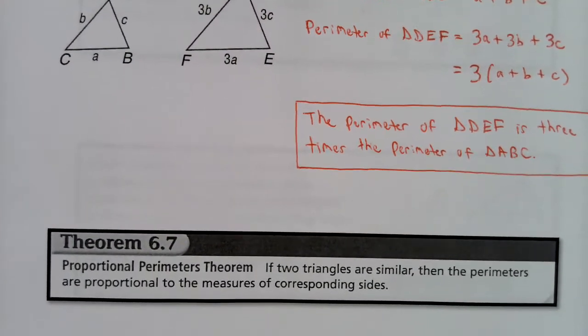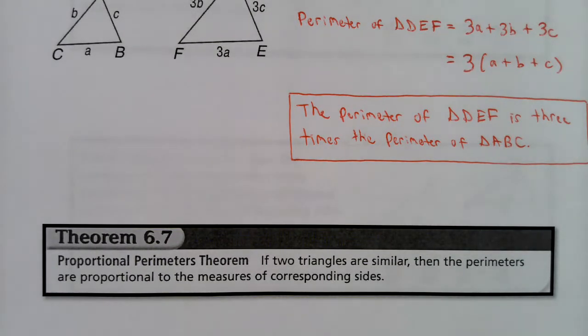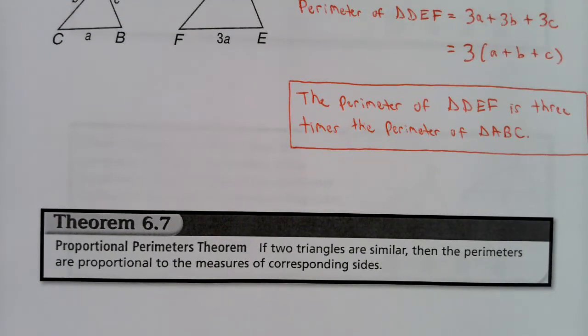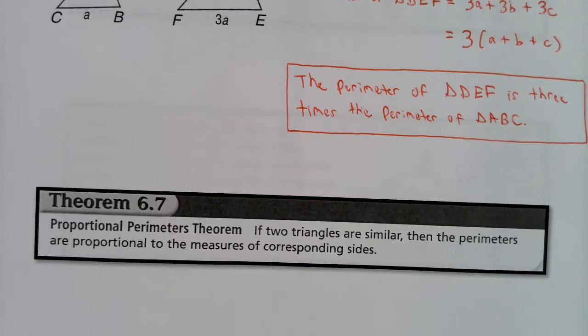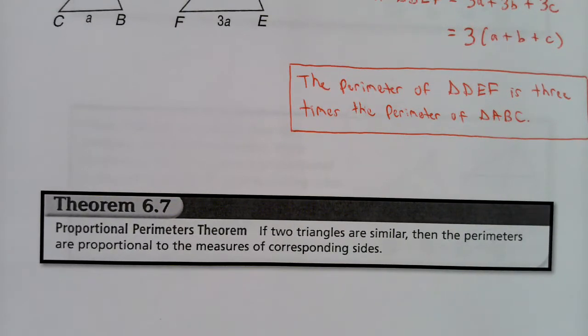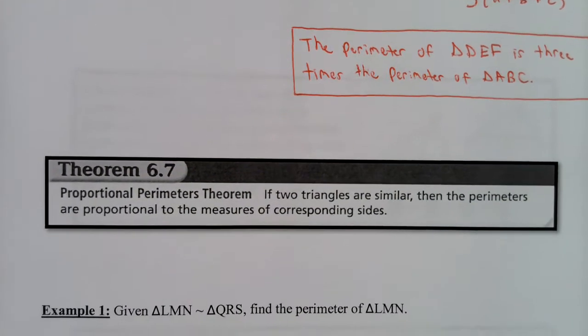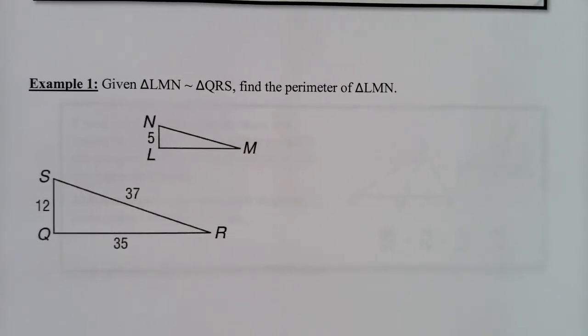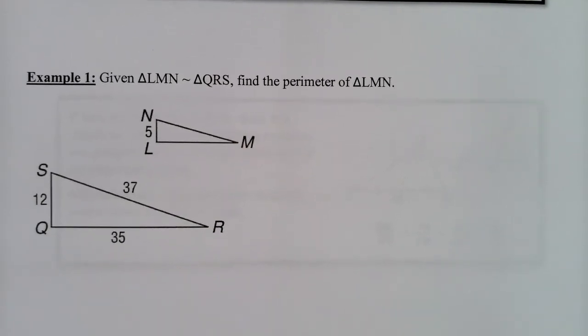Now that leads to what's called the Proportional Perimeters Theorem. Okay? If 2 triangles are similar, then the perimeters are proportional to the measures of corresponding sides. So, given that triangle LMN is similar to triangle QRS, find the perimeter of triangle LMN.